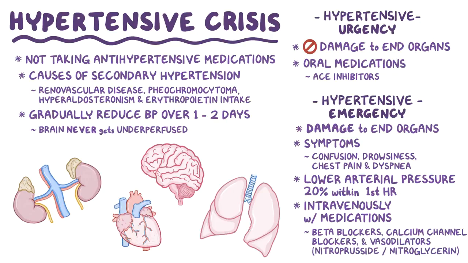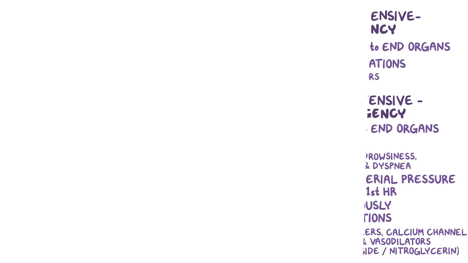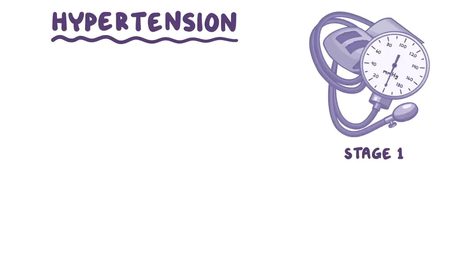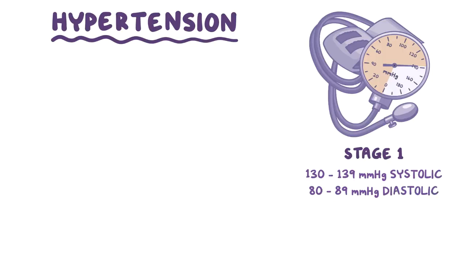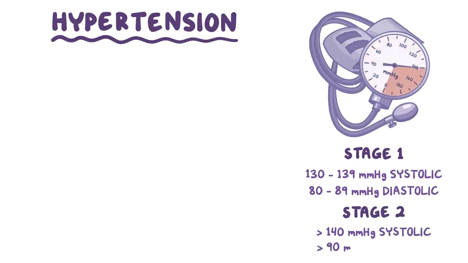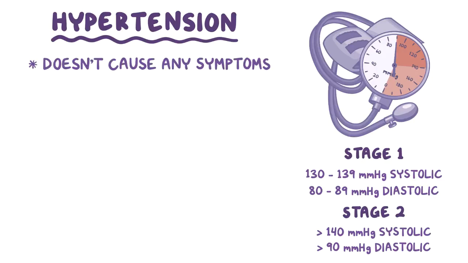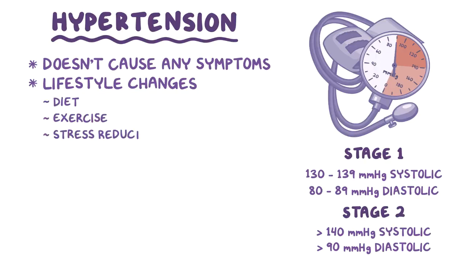Alright, as a quick recap, Stage 1 hypertension is defined as 130 to 139 millimeters of mercury for the systolic blood pressure and between 80 to 89 millimeters of mercury for the diastolic pressure, while Stage 2 hypertension is defined as greater than 140 millimeters of mercury on the systolic side and greater than 90 millimeters of mercury on the diastolic side. Hypertension usually doesn't cause any symptoms, and the first line of treatment is lifestyle changes, like changes to the diet, exercise, and stress reduction.